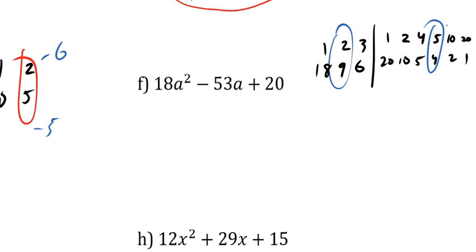Take a look. 9 times 5 is 45. 2 times 4 is 8. What's 45 plus 8? 53. That's a tricky one. But I'm telling you, the answer's there.